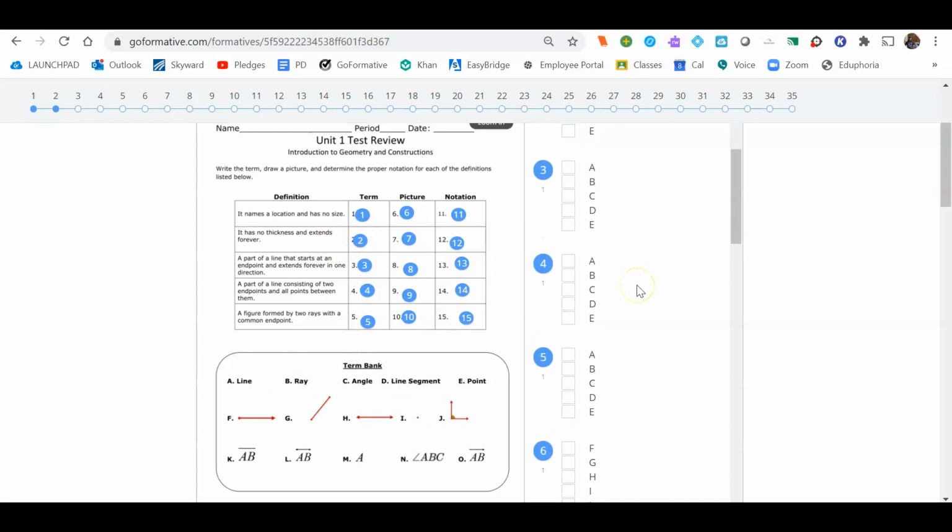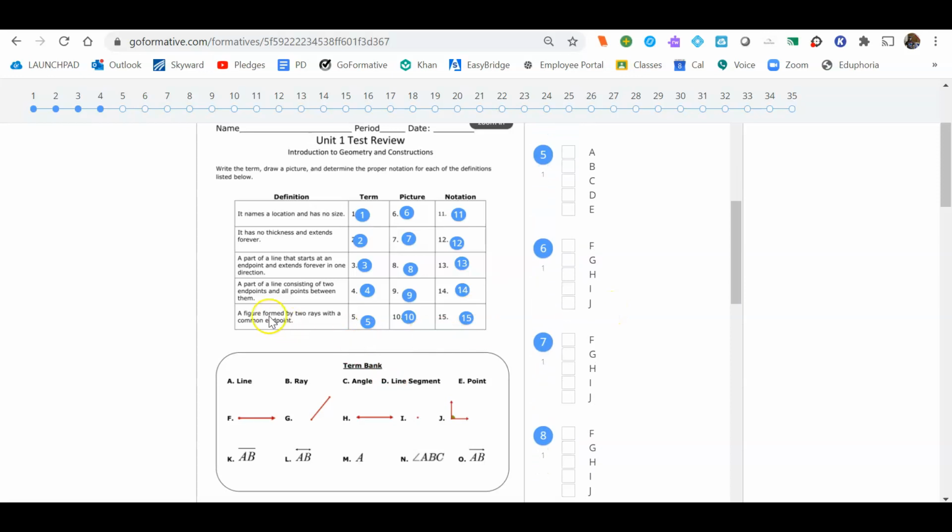Number 2. All right, number 3, part of a line that has one endpoint and extends forever in one direction. This is super important. One direction is a ray. So number 3 is B. Number 4, part of a line that consists of 2 endpoints and all points between them. So again, 2 endpoints, that's a line segment. That would be letter D.